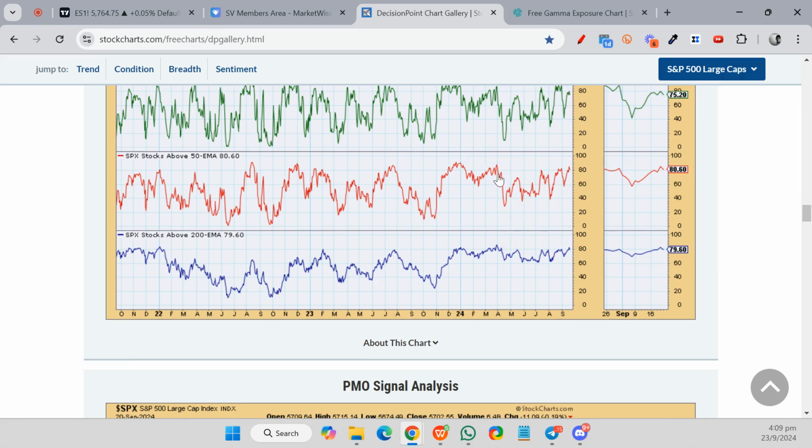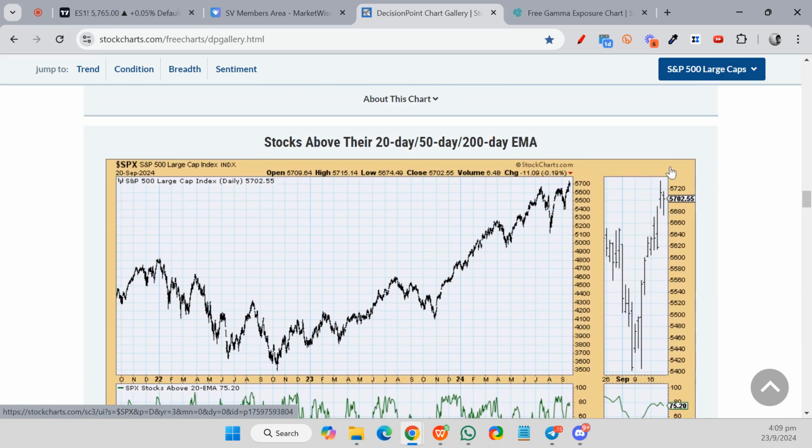Of course, it doesn't mean that the market is going to immediately have a correction or anything, but it tells me that the reward to risk ratio is actually not that good anymore.